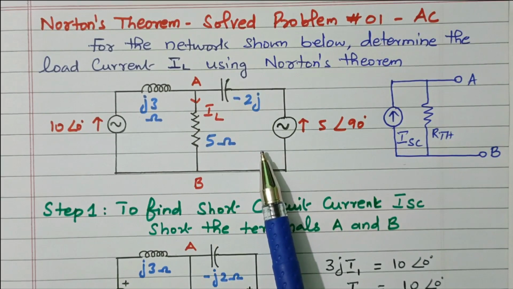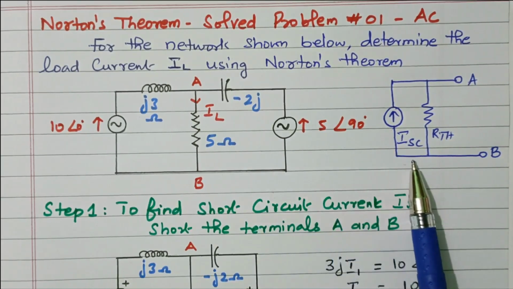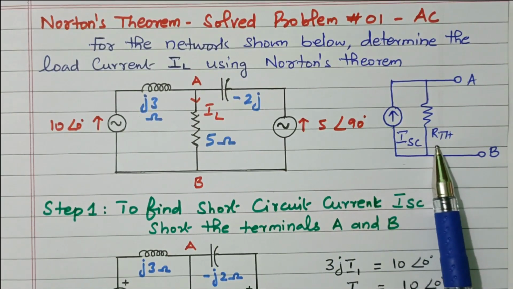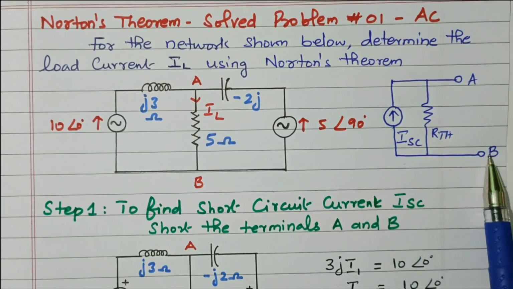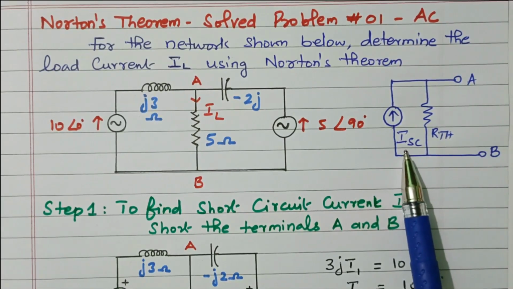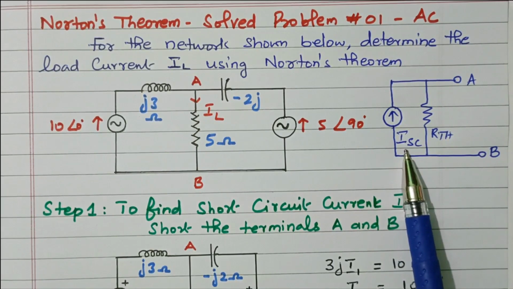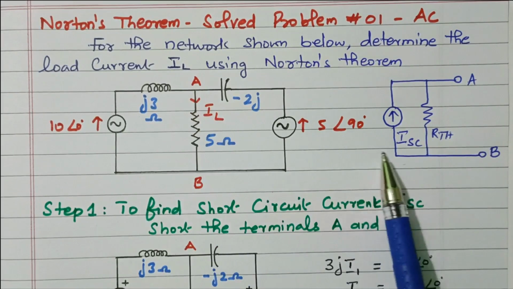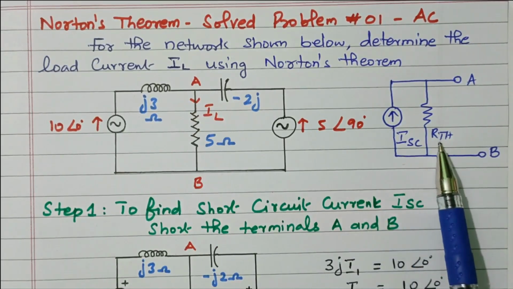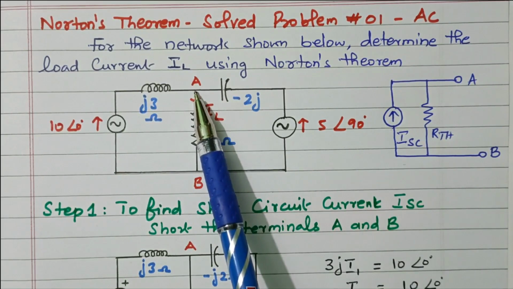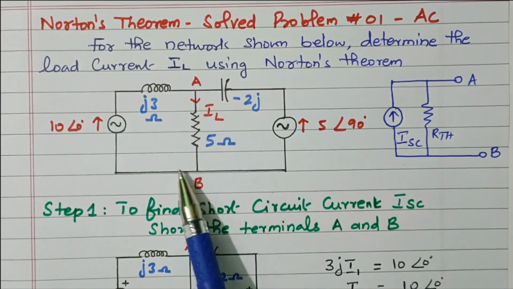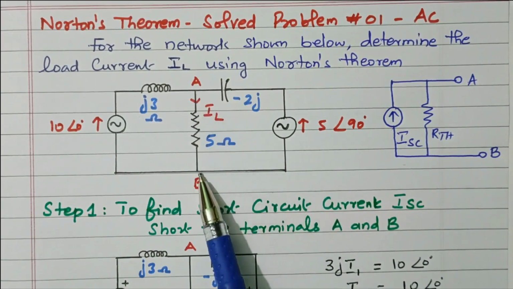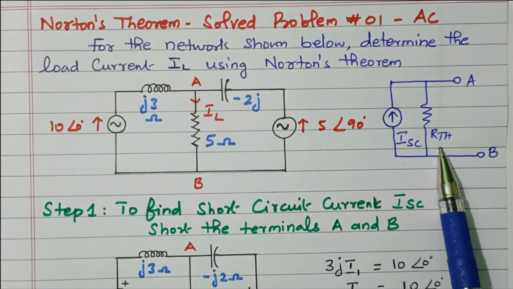So based on Norton's theorem, this complicated circuit is converted into a simplified circuit, that is, a current source in parallel with the R Thevenin. This is the load terminal AB. The current source is called the short circuit current. How to find the short circuit current? The load terminal is short circuited. The current flowing through the load terminal is nothing but ISC. Then R Thevenin is nothing but the resistance available between A and B by removing all the sources. The sources should be removed and we find the equivalent resistance between A and B, that is nothing but R Thevenin.